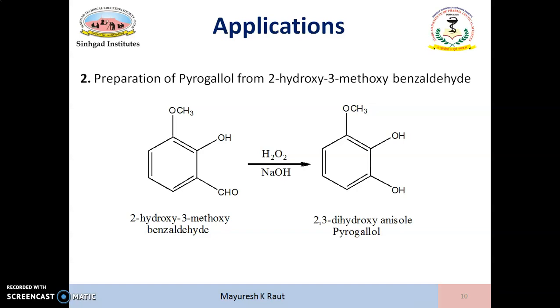Second application is preparation of pyrogallol from 2-hydroxy-3-methoxy benzaldehyde. So if we start with 2-hydroxy-3-methoxy benzaldehyde and if we treat it with H2O2, that is hydrogen peroxide, we are going to get pyrogallol as the end product. That is, this aldehydic group will be converted to OH, that is 2,3-dihydroxyanisole, which is also called as pyrogallol.